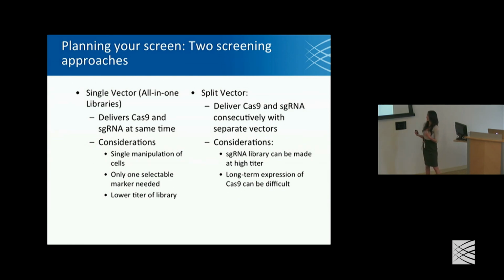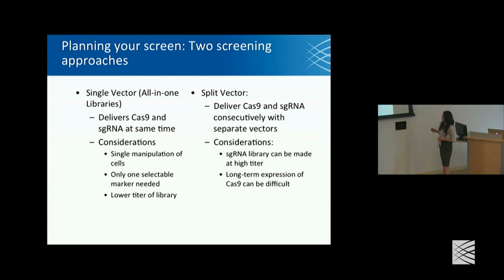Now that you have your virus and you want to start planning your screen a little bit, Kendall mentioned that there are 2 screening approaches: the single vector, or your all-in-one library, and your split vector. Here are some considerations that you need to think about with each system.